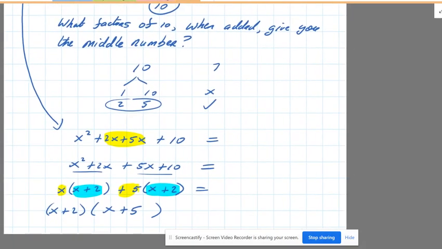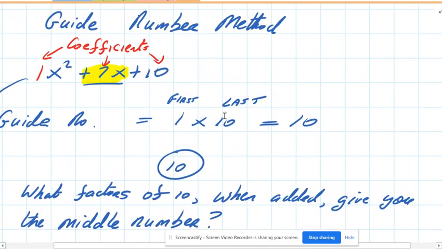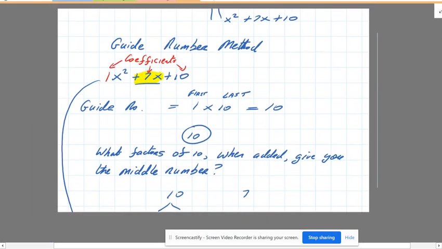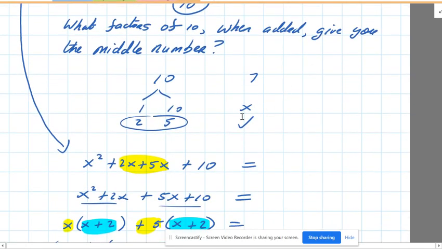So go back to the start again. What you do is, just to summarize, the first number by the last, or the first coefficient by the last, 1 by 10 is 10. Once you have the 10, you figure out which factors of 10 give you 7, what's in the middle, plus 7x. Which factors of 10 give you 7? Once you find those factors, 2 and 5, you rewrite the 7 in terms of its factors. 7x becomes 2x plus 5x, or in terms of the numbers that add up to 7, I should say.